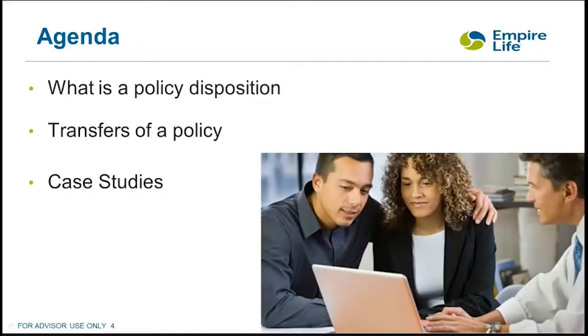So what we're going to look at today, to give you a brief overview of what's coming, we'll start by looking at what a policy disposition is, what situations are included in the term disposition, and the consequences of disposing of a policy. We'll look at different means of accessing the cash value of a life insurance policy. We'll look at different consequences of each of these means and how they can influence the recommendations advisors make to their clients. We'll also look at different forms a policy transfer can take.